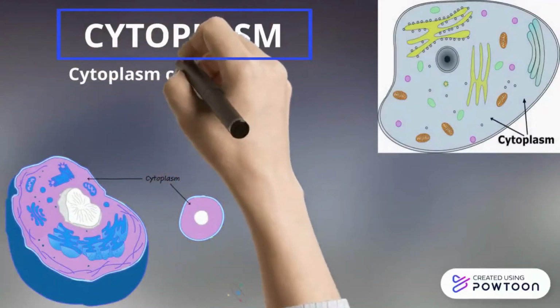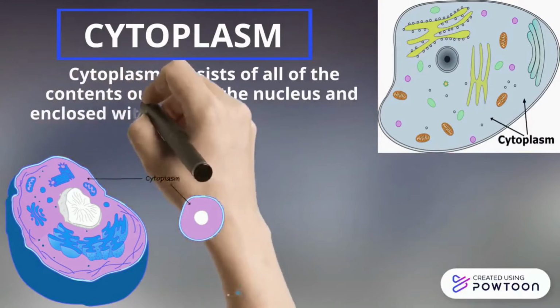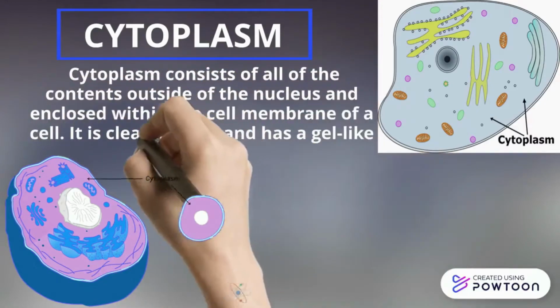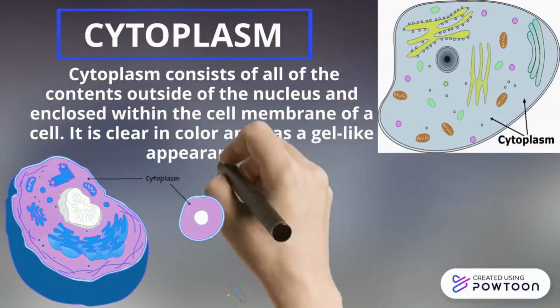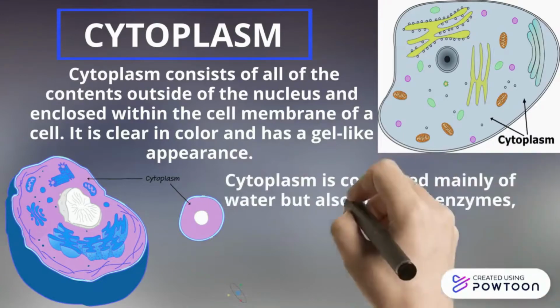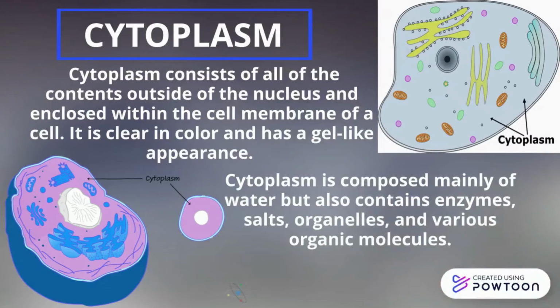Cytoplasm consists of all the contents outside of the nucleus and enclosed within the cell membrane of the cell. It is clear in color and has a gel-like appearance. Cytoplasm is mainly composed of water, but also contains enzymes, salts, organelles, and various organic molecules.